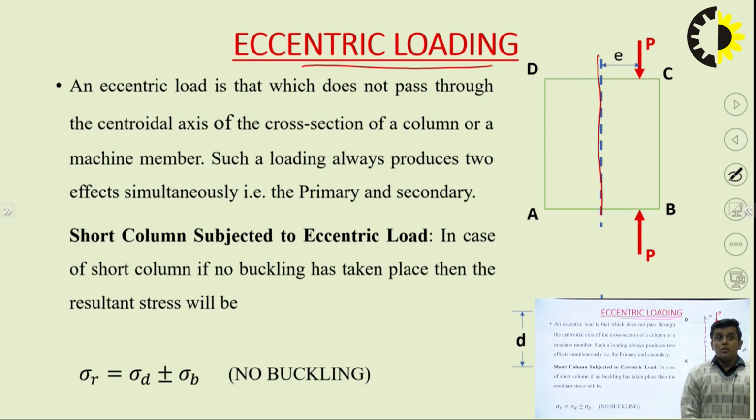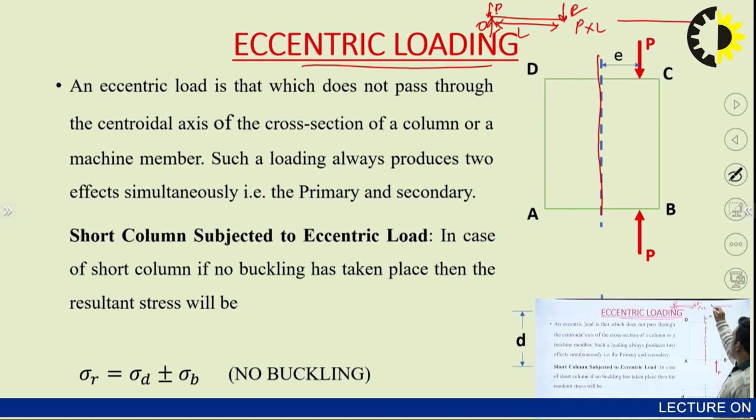Such load always produces two effects, primary and secondary. What is it talking about? See, I would like to explain this concept with the help of this figure. Suppose there is a load P and this is a point O. If you transfer this load to this point, this can be done in two steps. At this point O, apply the same amount of load in upward direction and the same amount of load in downward direction. These two will produce a couple. Suppose the distance is L, P into L. So the final diagram will be like this: downward load P and this moment of P into L.